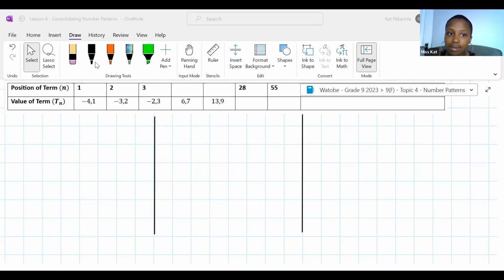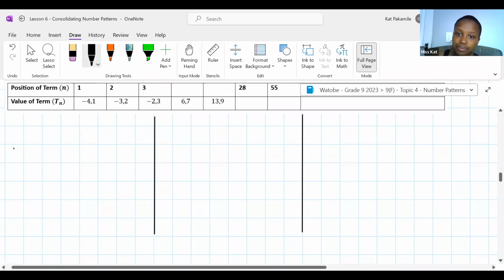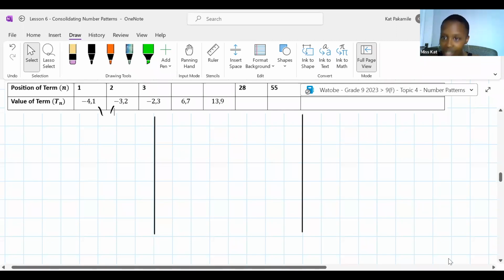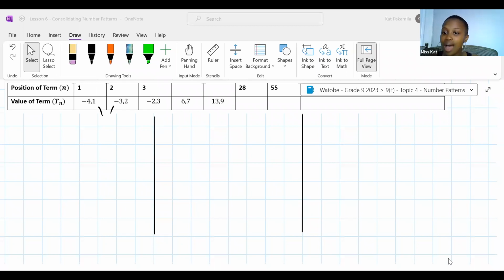Guys, what's going on? Come on now. How do we get from negative 4.1 to negative 3.2? Anyone? Nope. We're all just staring at me. Guys, you have to actually check. I see you guys on the cameras. I said math is not a spectator sport.